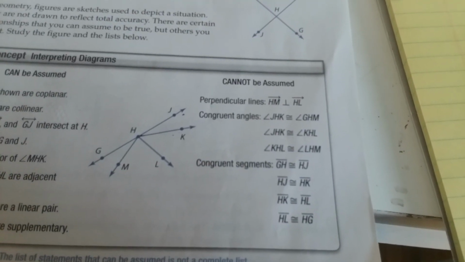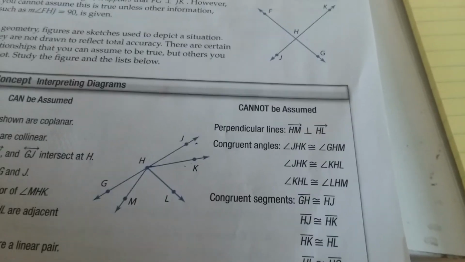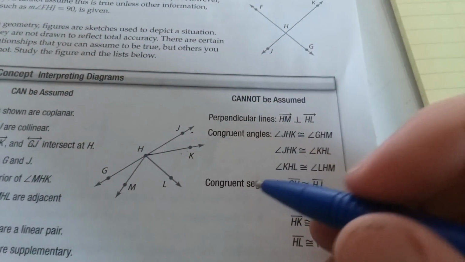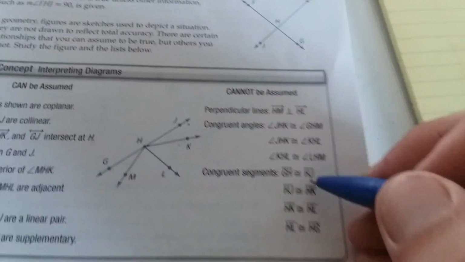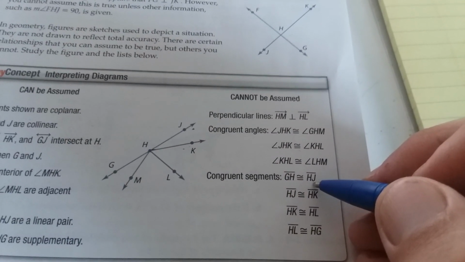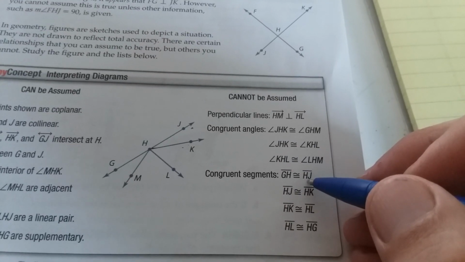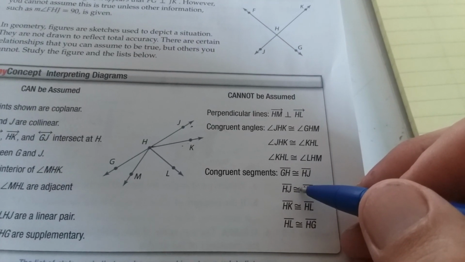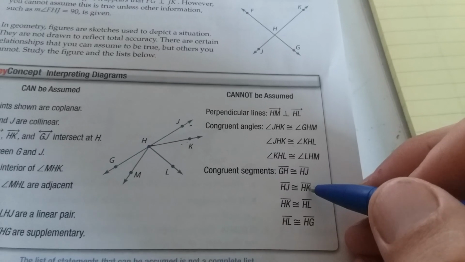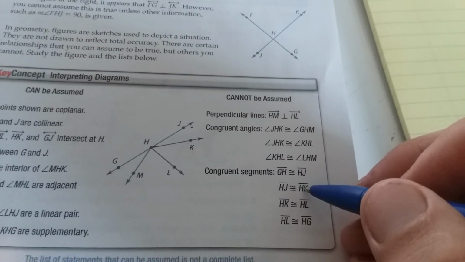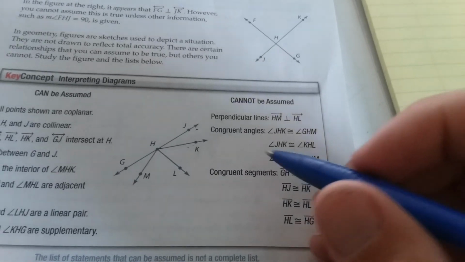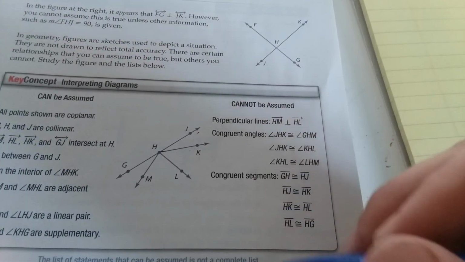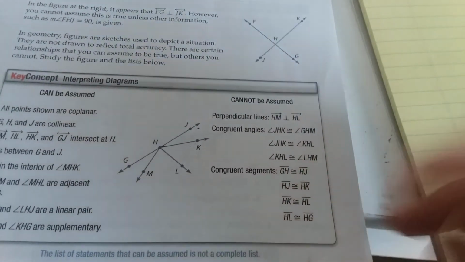We cannot assume segments are congruent in length. Just because they appear it, we can't assume it. GH and HJ might be very close in length, but we cannot assume that. Same with HJ and HK. They appear to be the same length as segments, but you cannot assume it. It would have to have a marking or the distance written on it.